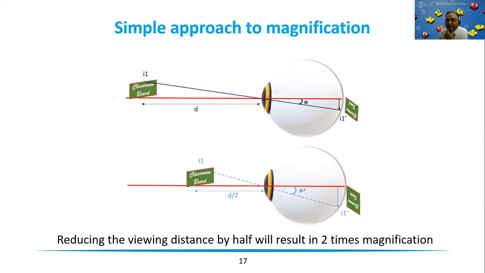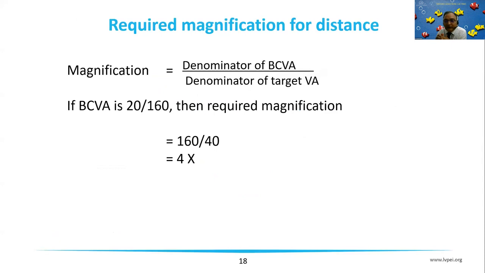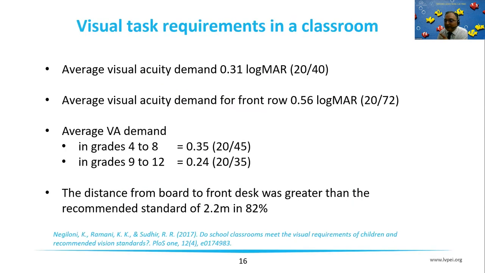This is a simple thing which you can recommend without thinking about assistive devices. And if people can manage sitting in the front row, you may not need to think about any magnifier or telescope. If that is not sufficient, the person still has a problem, you may calculate the magnification that is required for distance. A simple formula can be used. You can use the denominator of best corrected distance visual acuity divided by the denominator of target visual acuity. How do we get the target visual acuity? Now we have looked at what is the visual acuity demand here, 20 by 72.